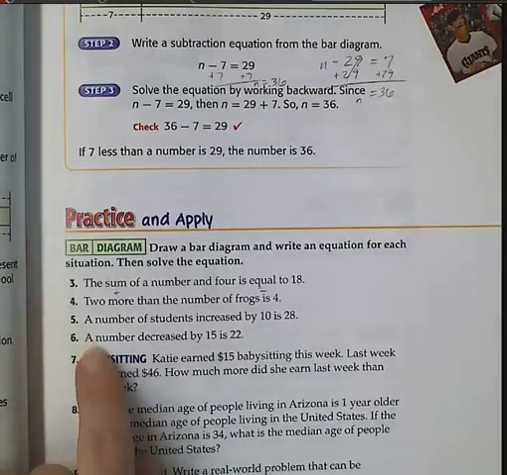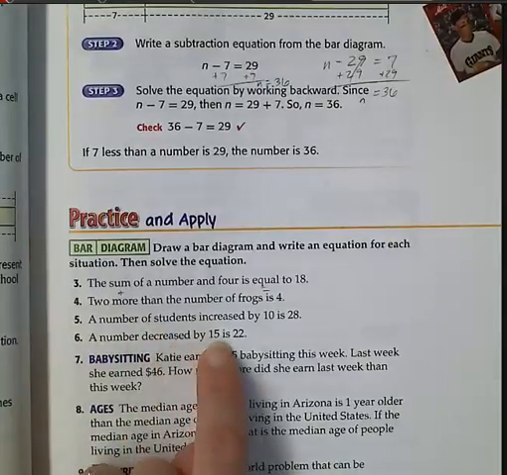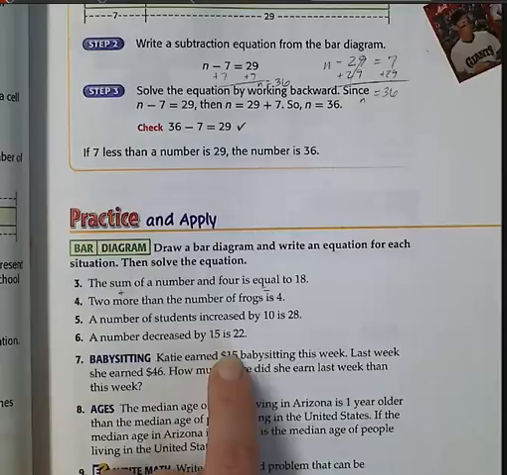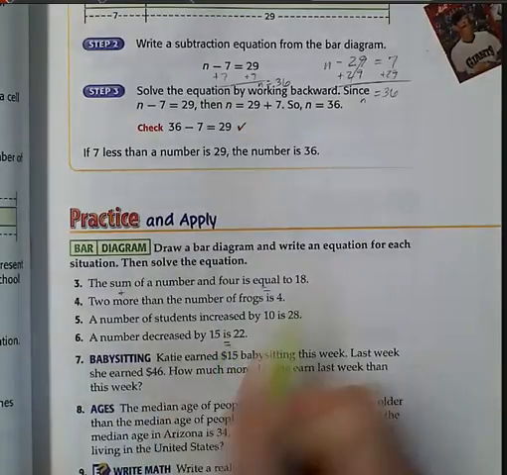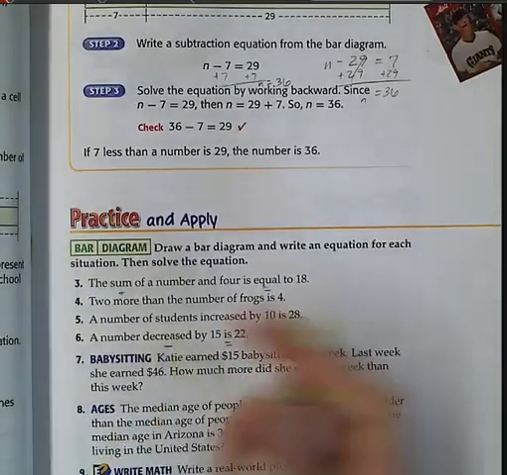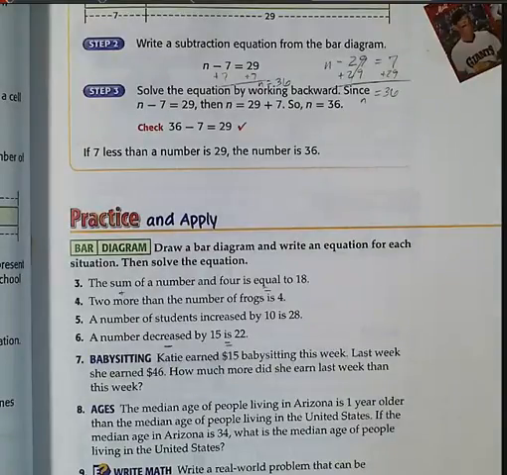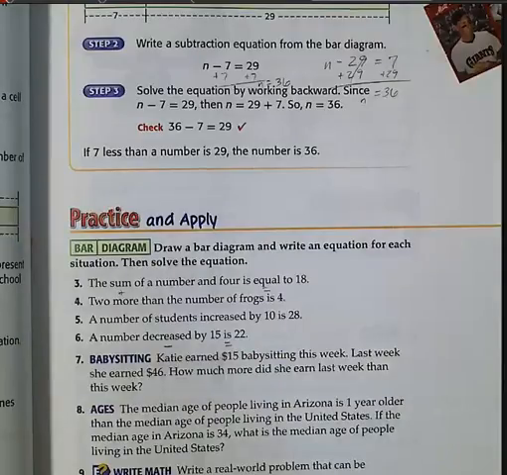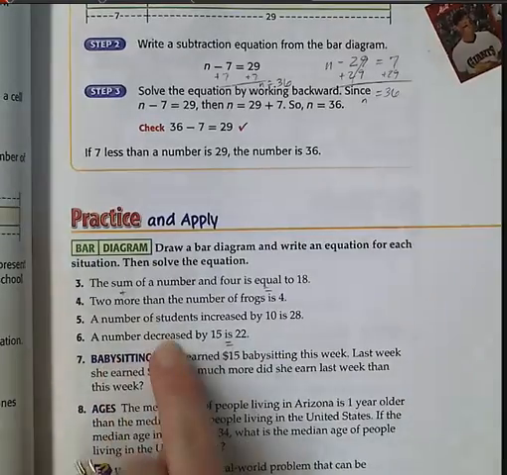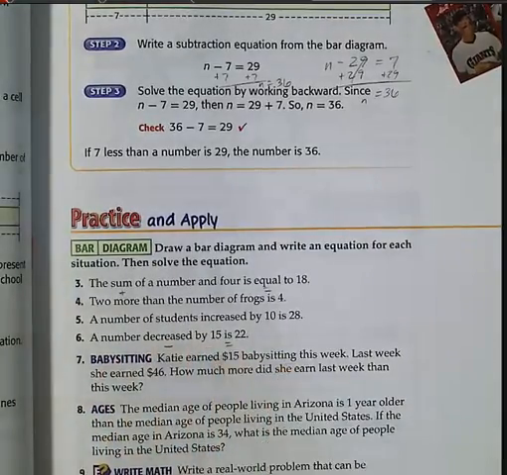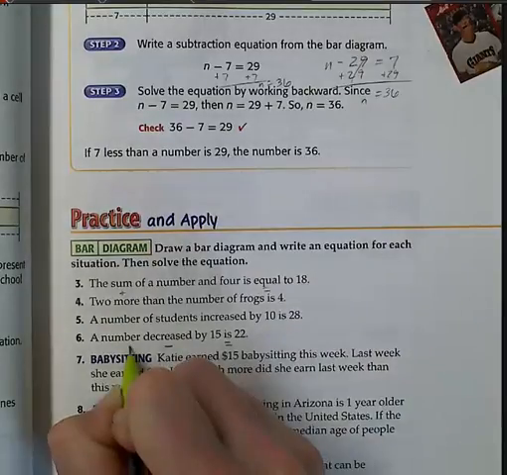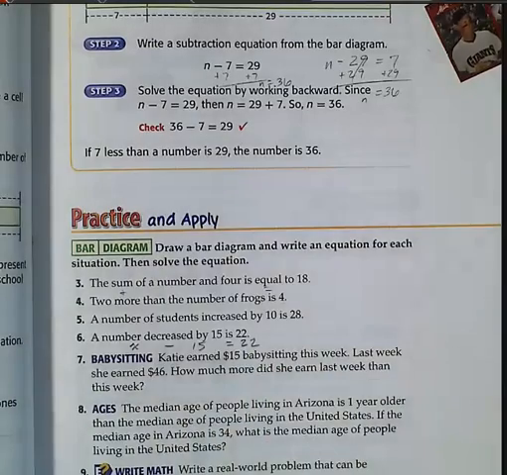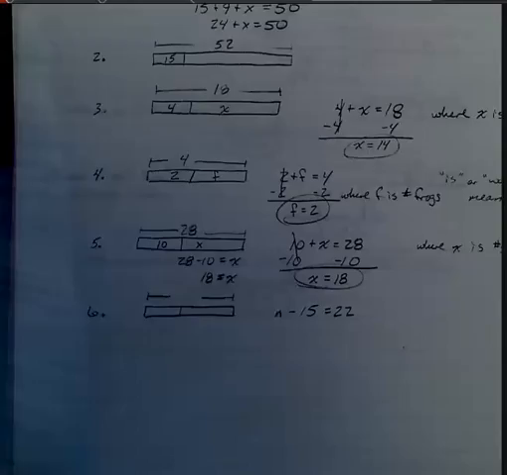I'm going to start with the words. A number decreased by 15 is 22. What does is mean? Is means equals. What does decrease mean? Subtract. Oh, and remember, subtraction is not commutative, so order totally matters. What has to go first? A number decreased by 15 is 22. Good. I'll pick an x. Decreased by 15 is 22. That is the equation that matches.